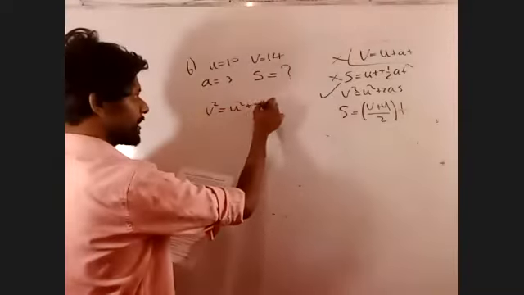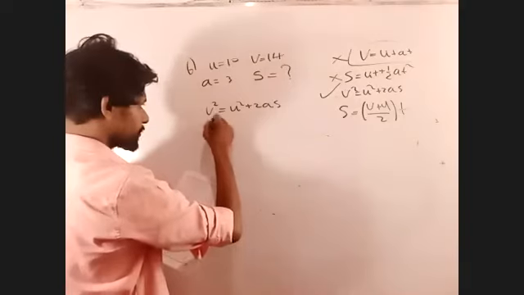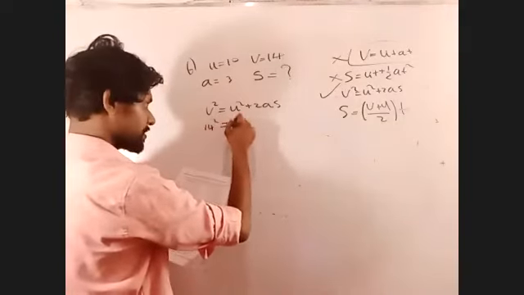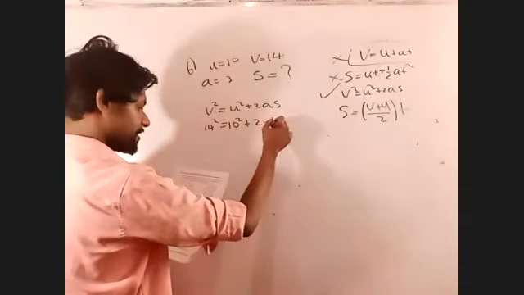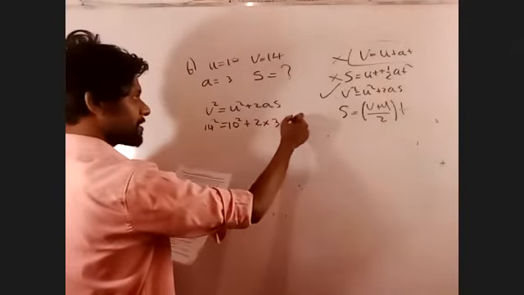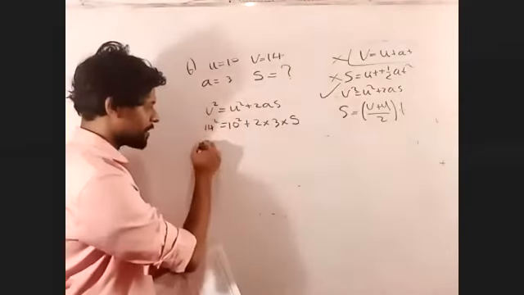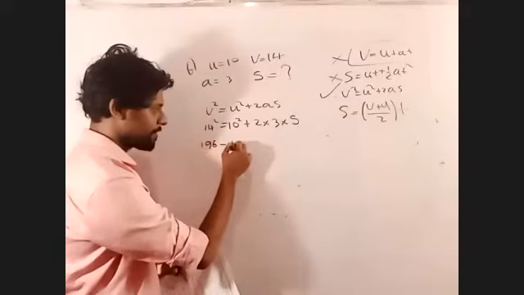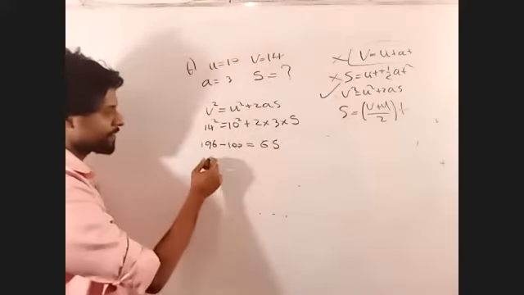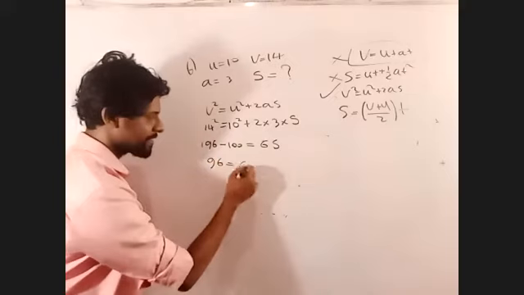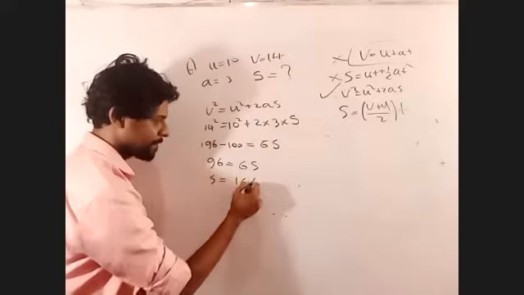v² = u² + 2as. V is 14², u is 10², plus 2 times acceleration, which in this case is 3, times s. So 196 minus 100 gives 96, and this is equal to 6s. So s is going to be just 16 meters.